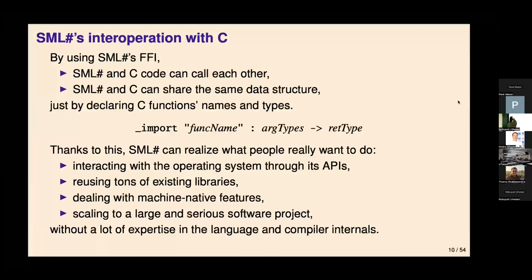Just by declaring a C function with the import construct like this, where here is the name of the C function and the types of the C function, we will obtain a function pointer of the functional type of SML Sharp. And you can use the C function like an SML Sharp function.